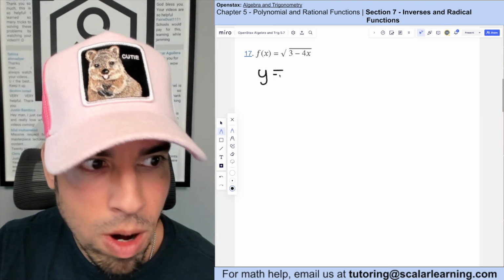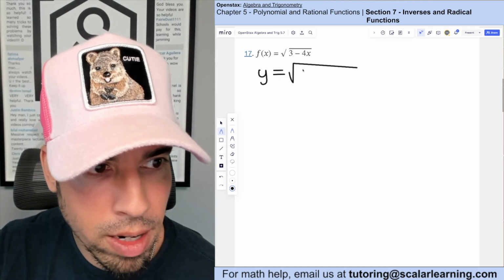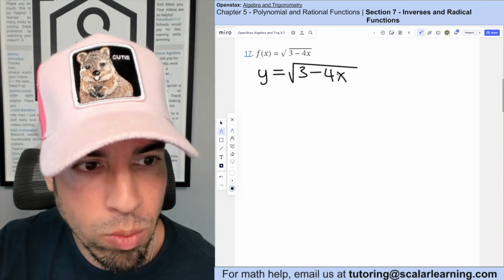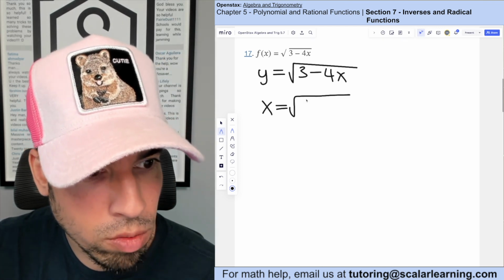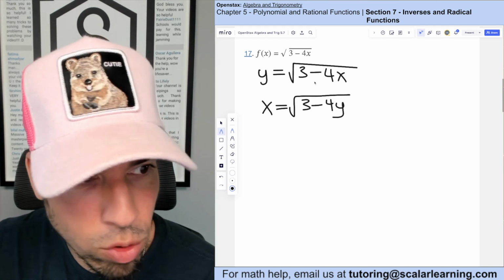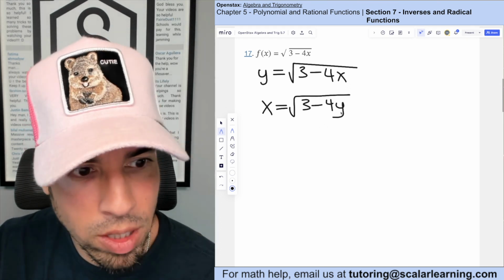So for this one, we're meant to find the inverse. So we're going to start with y equals, replacing f of x with y. And then once we get to this point, we're going to just swap the x's and the y's. So now we have x equals 3 minus 4y, right? Swapping those x's and the y's. And now we're going to isolate y.